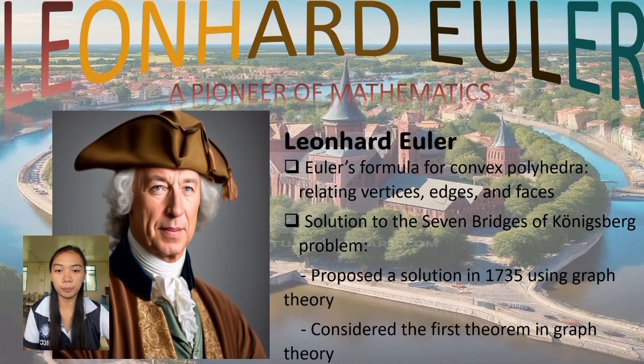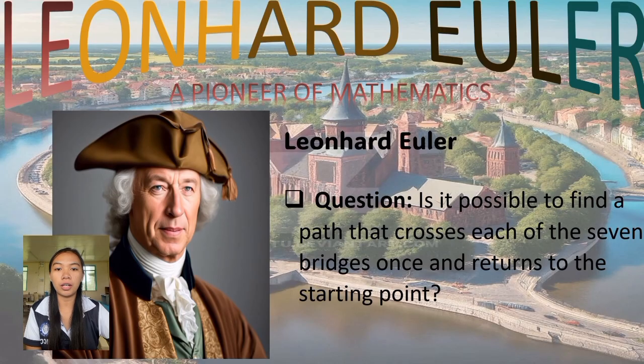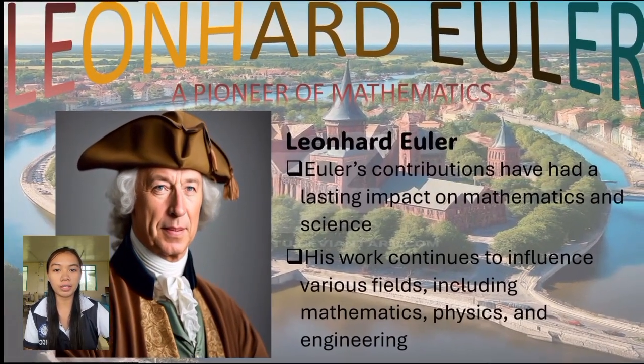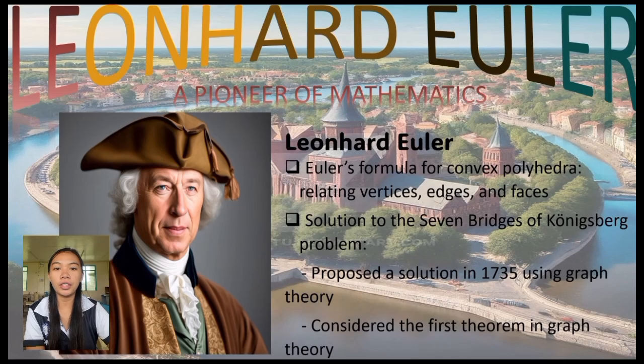He is also known to have proposed a solution to the problem of the 7 bridges of Königsberg. The question is: is there a path that crosses each of the bridges once, returning to the starting point? In the year 1735, he presented the solution to the problem using graph theory. His solution is regarded as one of the first theorems in graph theory.